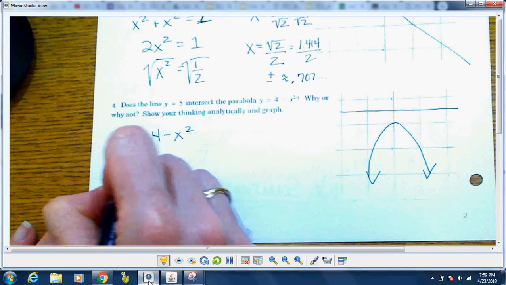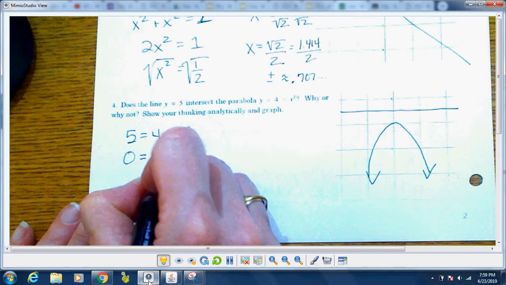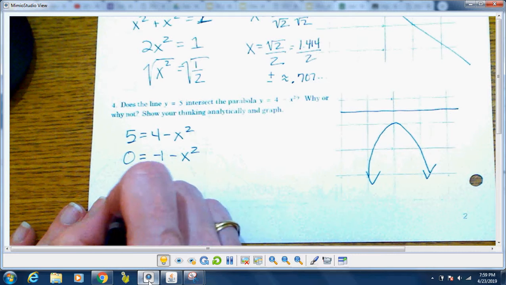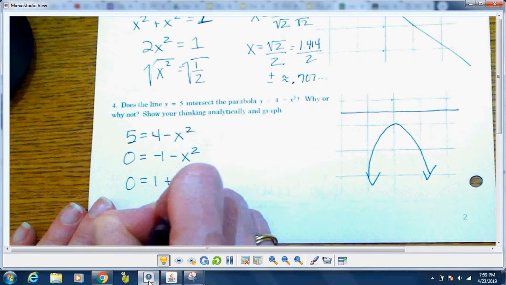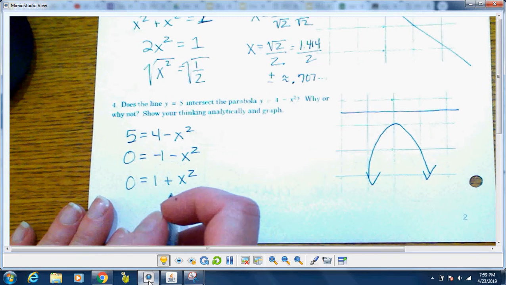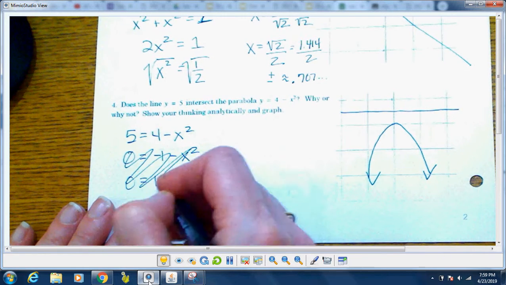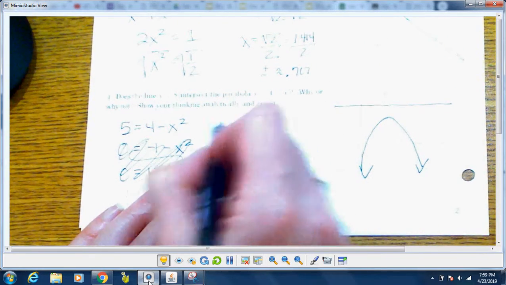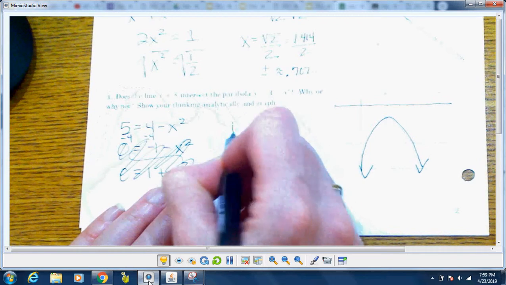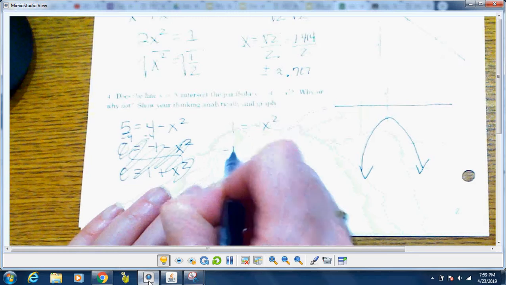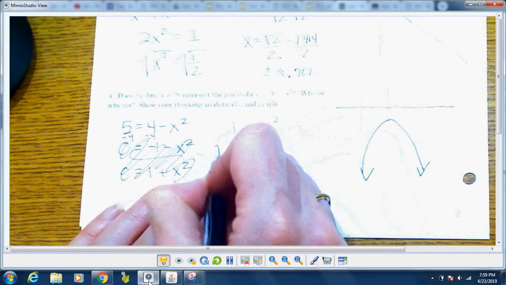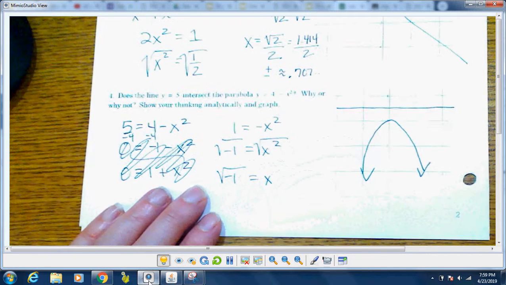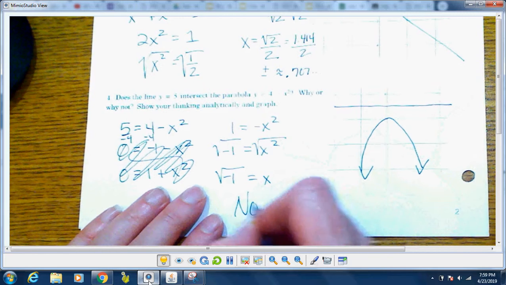Okay, so get everything equal to 0. 0 equals -1 minus x squared. And I'm just going to divide -1 out of both sides. So 0 equals 1 plus x squared. Good Lord, I'm brain dead tonight. Scratch that. This is what happens when I come in at night to make the video. Let's subtract 4 from both sides, and I get 1 equals -x squared. Sorry about that. Divide both sides by -1. Square root. Whoa, you cannot take the square root of a negative number. Not yet, at least. Not with real numbers, so no solution.